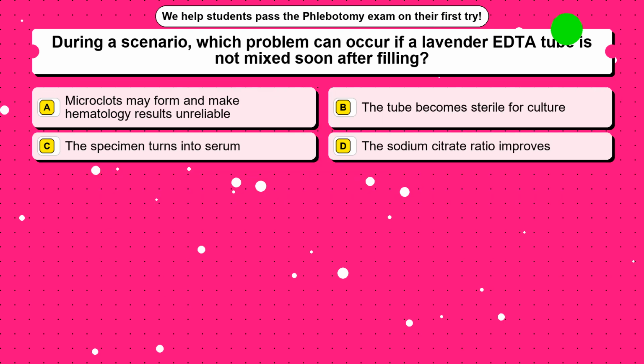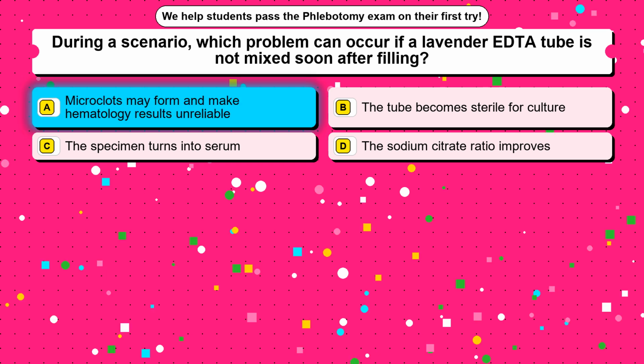Question 65. During a scenario, which problem can occur if a lavender EDTA tube is not mixed soon after filling? Option A, microclots may form and make hematology results unreliable. Option B, the tube becomes sterile for culture. Option C, the specimen turns into serum. Option D, the sodium citrate ratio improves.